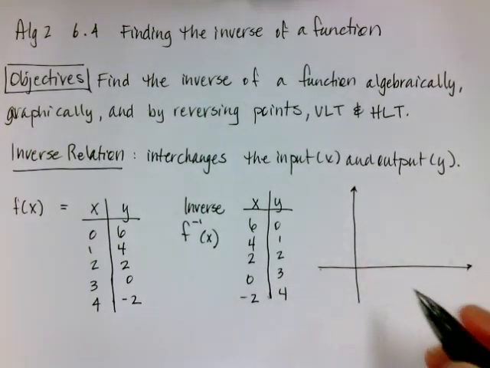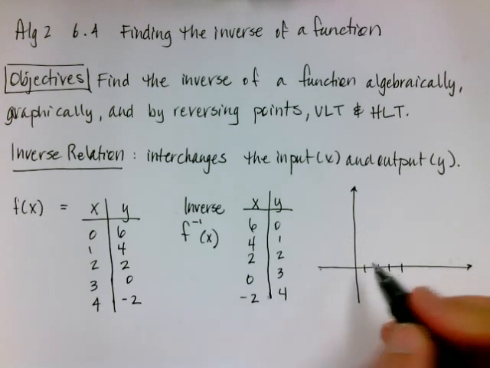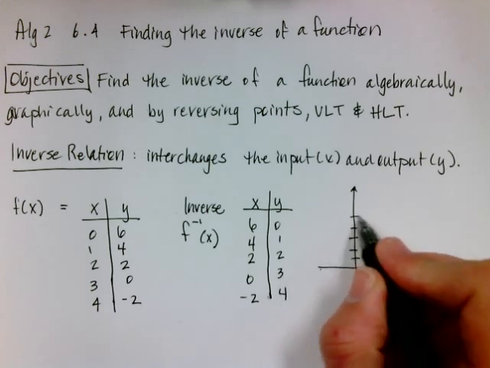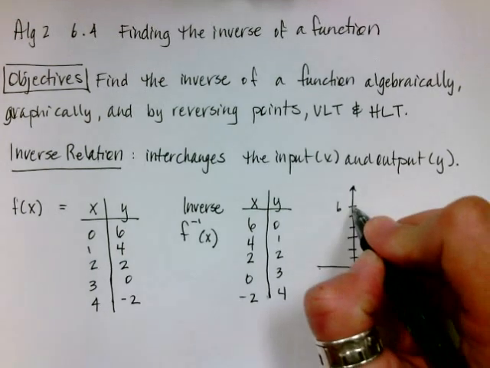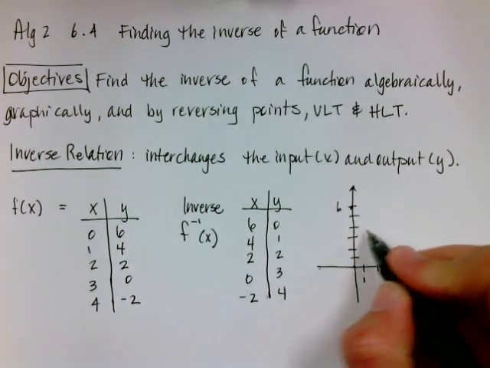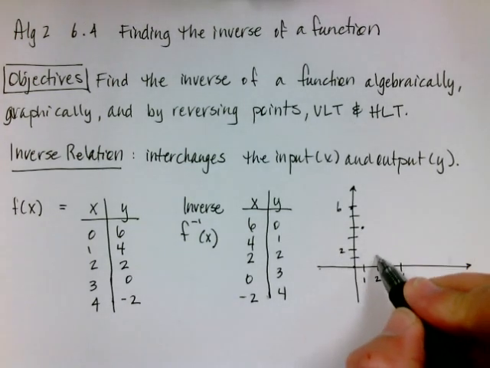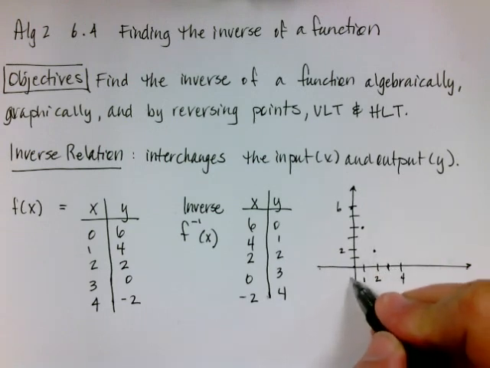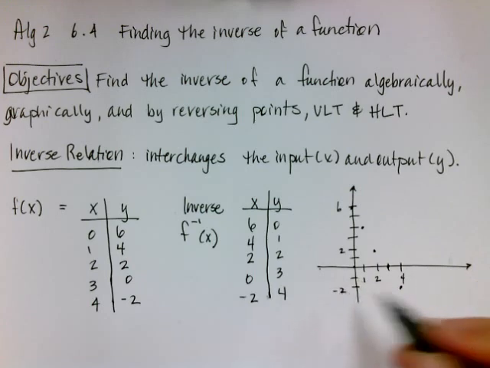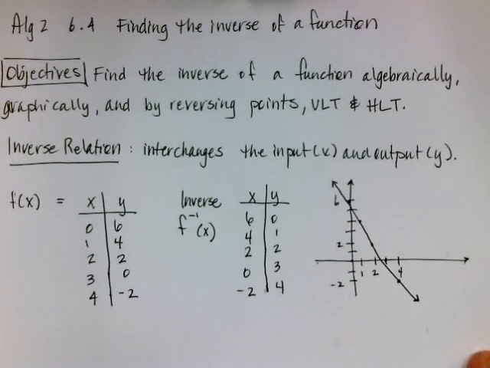Okay. So in my first one, I have 0, 1, 2, 3, 4, and my y's go up to 6: 1, 2, 3, 4, 5, 6. So I have the point 0, 6. I have the point 1, 4. And then I have the point 2, 2. And then I have the point 3, 0, there's my x-intercept, and 4, negative 2, down there. If I connect all those points kind of nicely, it almost looks like a line. And so that would be the original relation.